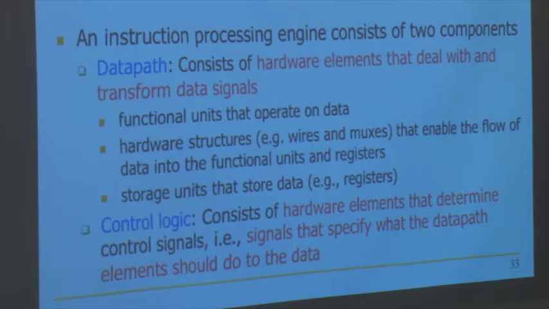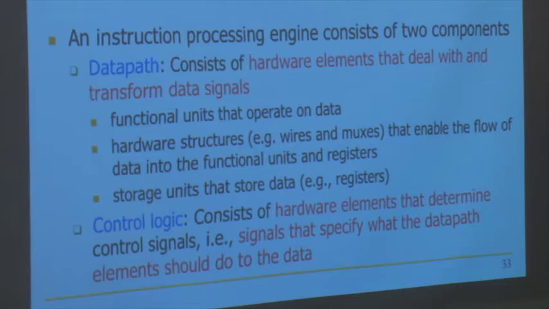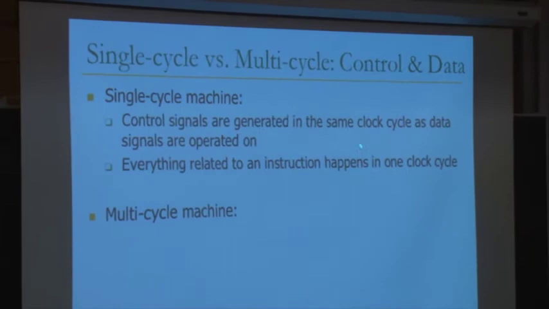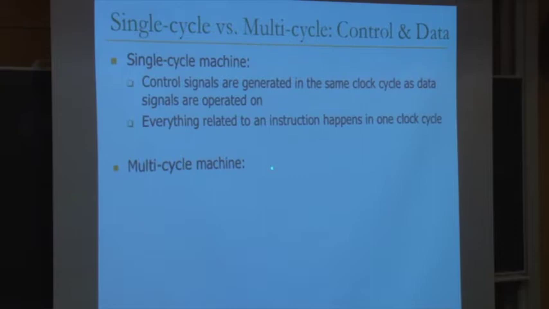Now, this is very basic. In your first lab, you'll actually build these two. And in the rest of this lecture, we'll build a single cycle machine that does this. In a single cycle machine, these control signals that control the data path are generated in the same clock cycle as the data signals, which means everything related to an instruction needs to happen in a single cycle, so a control signal must be generated in that cycle.